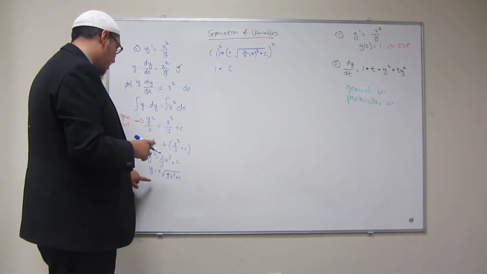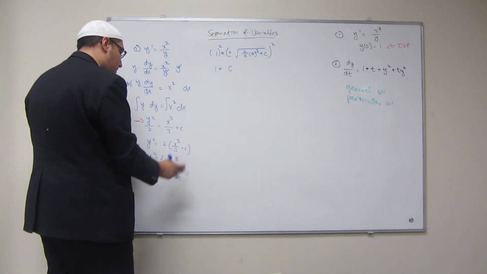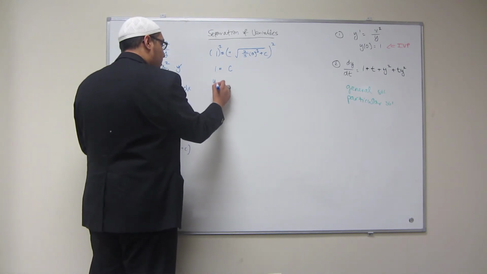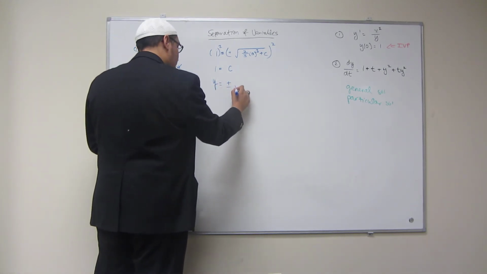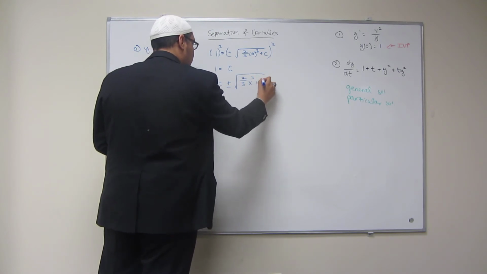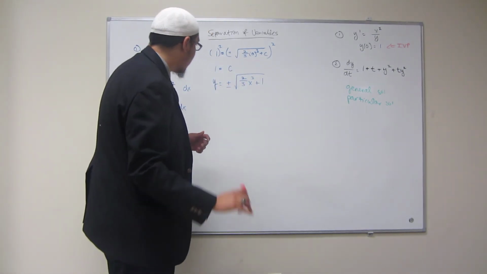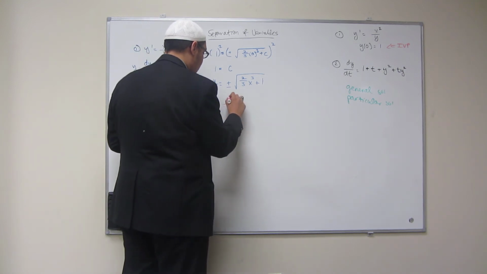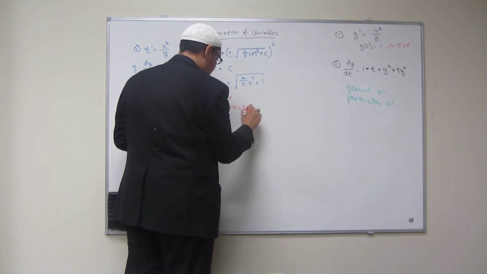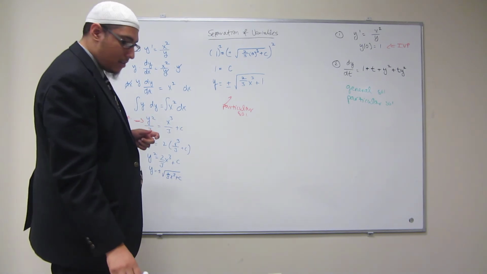Now what happens is that we have our particular solution, which when we plug in the c into our general solution, we would end up getting y is equal to plus or minus the square root of 2/3 x cubed plus 1. And this would happen to be our particular solution. Right?